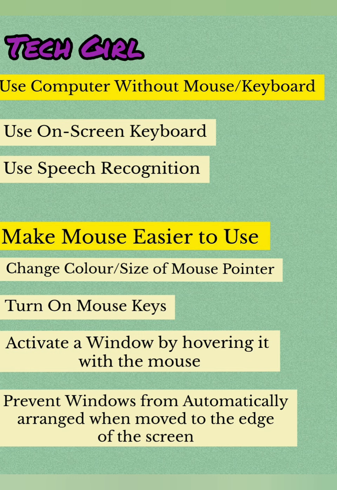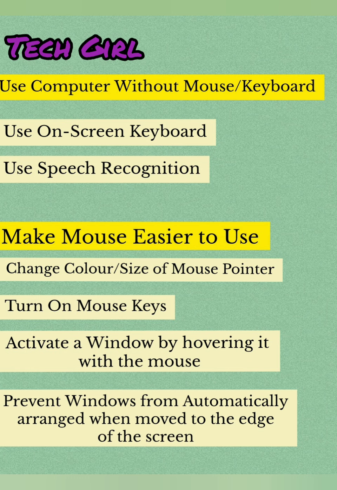Next point is turn on mouse keys. This option controls the movement of the mouse pointer by using the numeric keypad. It means instead of using the mouse, you can use the numeric keypad to control your mouse movement.